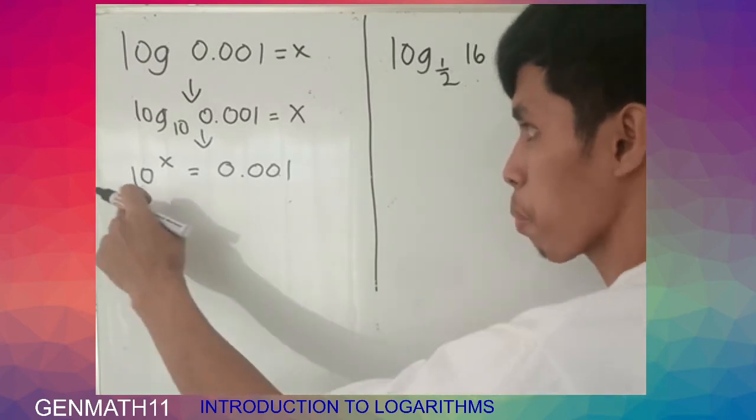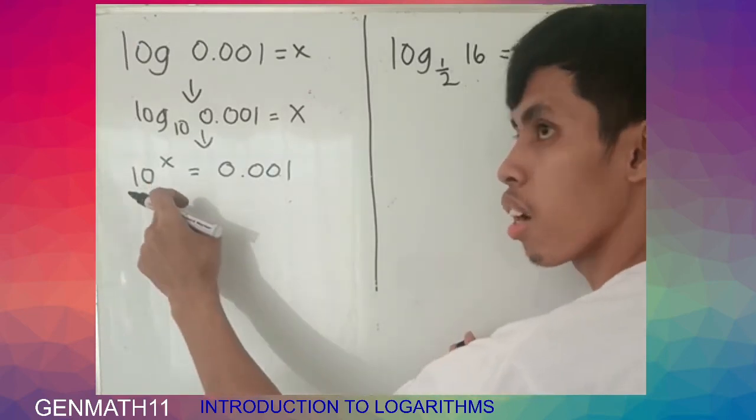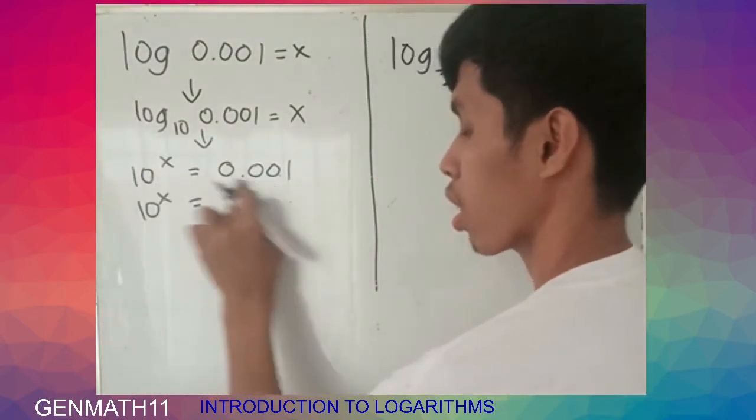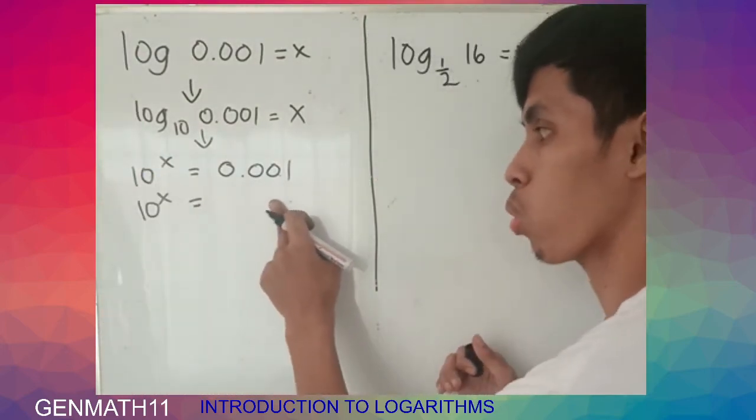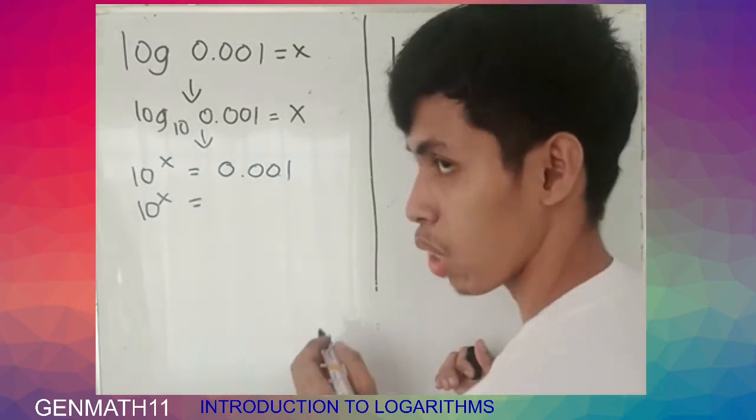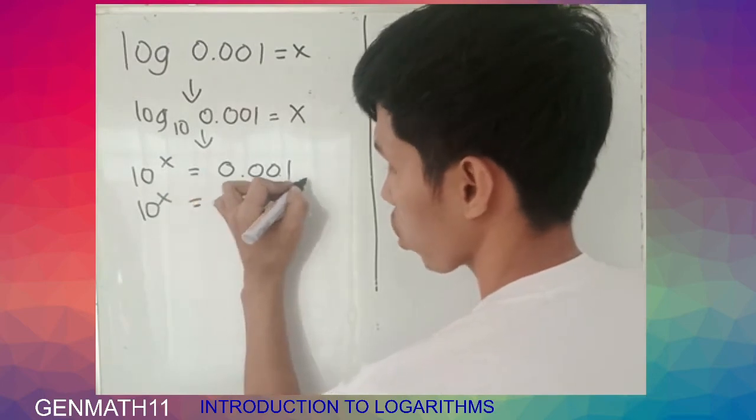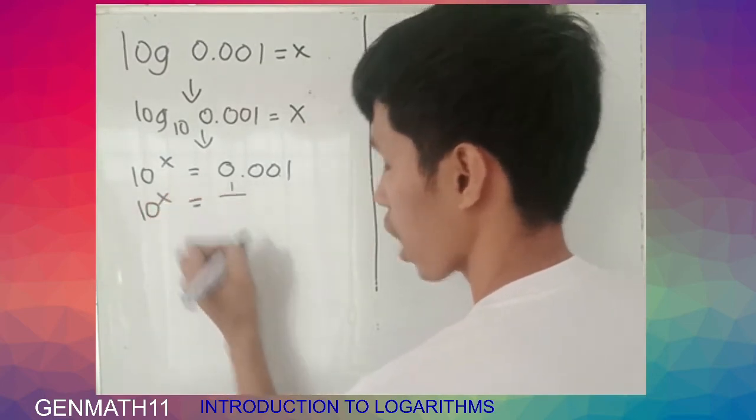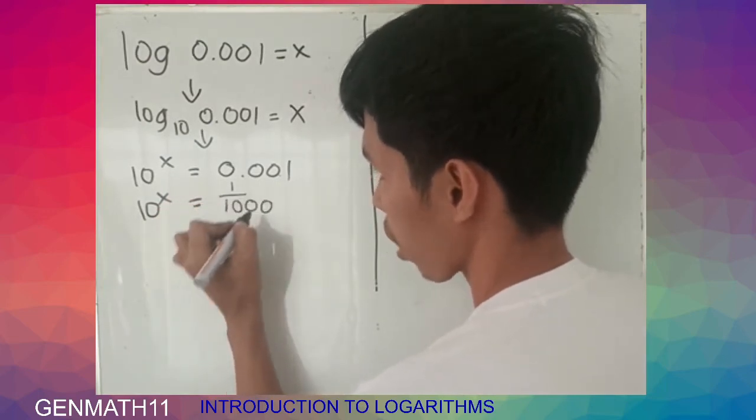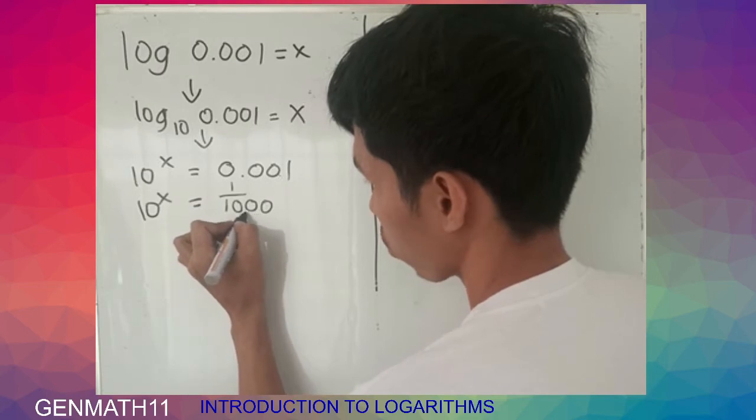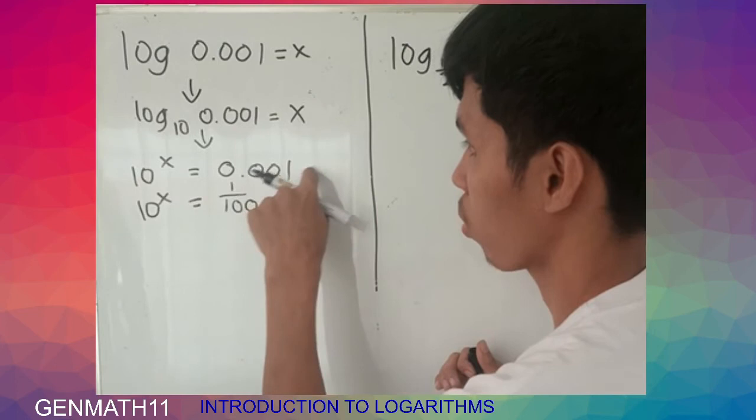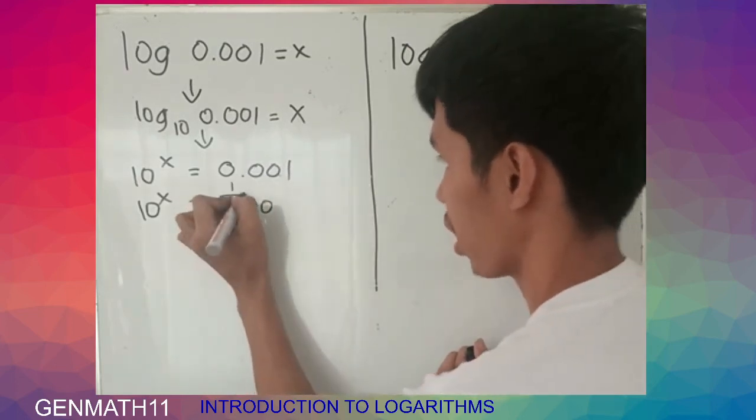Next. Pagpaparehasin daw natin siyang parehas yung base natin. So, magiging 10 raised to x. Then, hahanap tayo ng ito. Hahanapin natin yung value niya into fraction. So, ano ay equivalent dito into fraction? So, gagawin natin, i-move natin yung decimal places niya. 1, 2, 3. So, ibig sabihin yung denominator niya ay 1, 2, 3. Tama ba? 1, 2, 3. Okay. 1,000 ang IT. So, try natin.